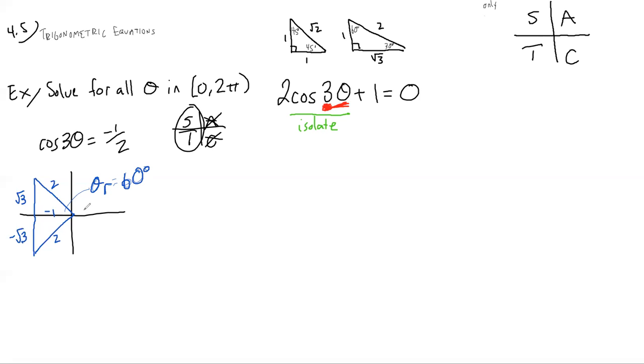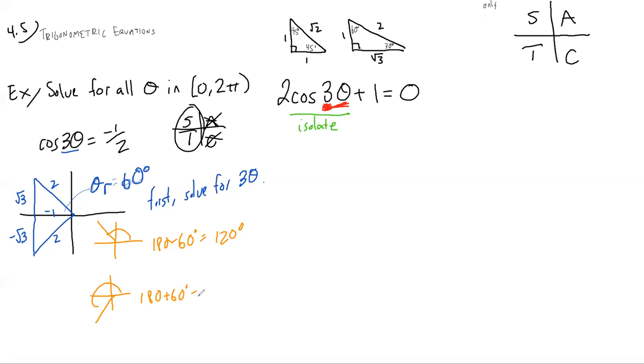Okay, so now this reference angle, this is for 3 theta, not theta. So we're going to first solve for 3 theta. If we do that, we'd get the 2 angles from this picture. We'd have this one and the second one that goes down a little bit further. So we should have 180 minus 60 and 180 plus 60. So that's 120 degrees and 240 degrees.